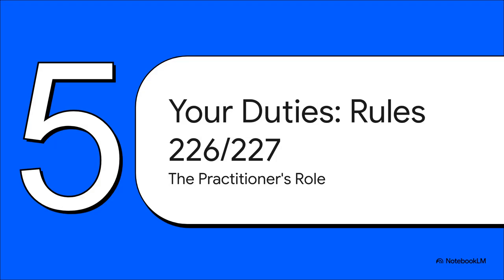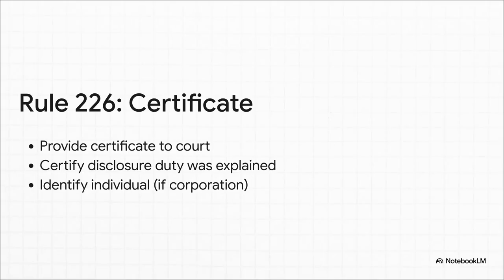All right, let's bring this back home. This isn't just about what your client has to do. It's about your duties. As a solicitor and soon as a barrister, Rules 226 and 227 place obligations squarely on your shoulders as an officer of the court. Rule 226 is dead simple, but absolutely non-negotiable. At trial, the solicitor on the record has to hand up a signed certificate, and in that certificate, you are personally confirming to the judge that you have explained the duty of disclosure in full to your client. You're putting your name and your professional reputation on the line.